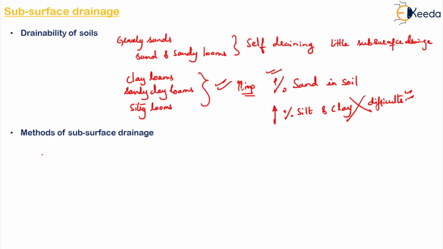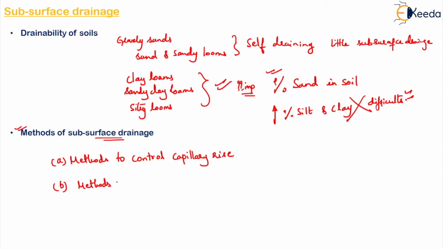Okay. Finally, the last thing that we have to study is the methods of the subsurface drainage. Now we have understood when exactly we have to go for the subsurface drainage, right? But what methods we have to adopt for providing the subsurface drainage is an important study we have to make. There are three methods. The first method is the methods to control capillary rise. The second one is the methods to control seepage flow.